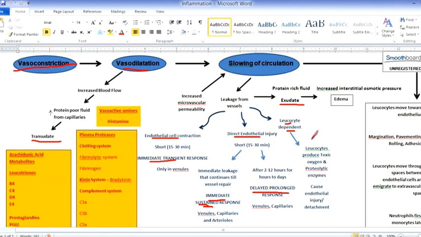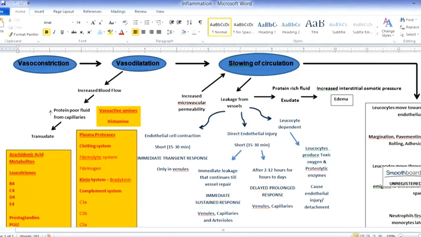The leakage may be leukocyte dependent because leukocytes produce toxic oxygen and proteolytic enzymes. Finally, this leakage causes exudation, which leads to increased interstitial osmotic pressure causing edema. So that was the vascular part.